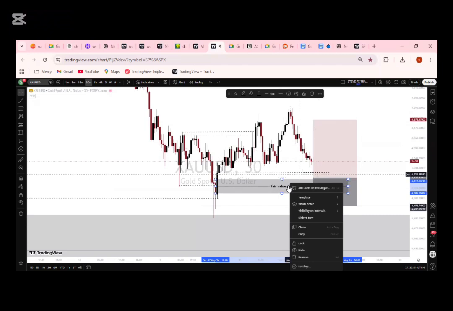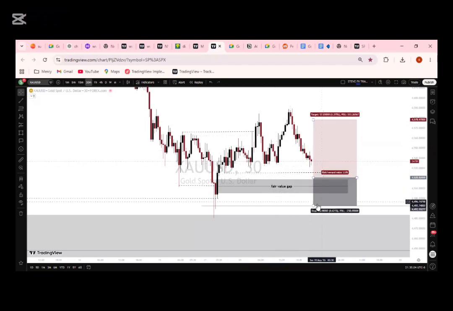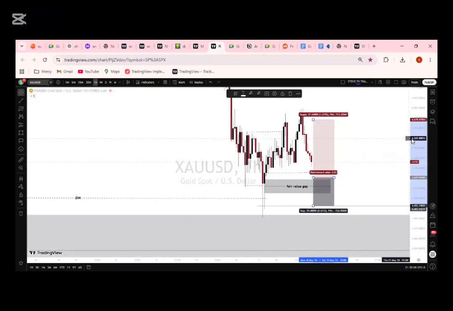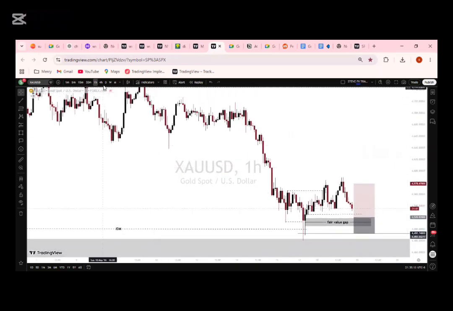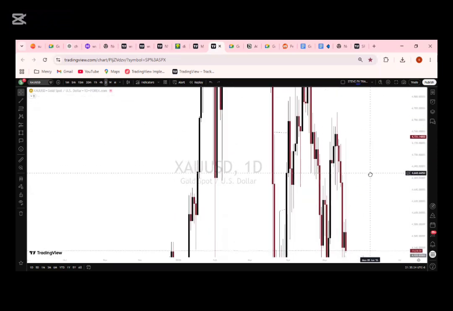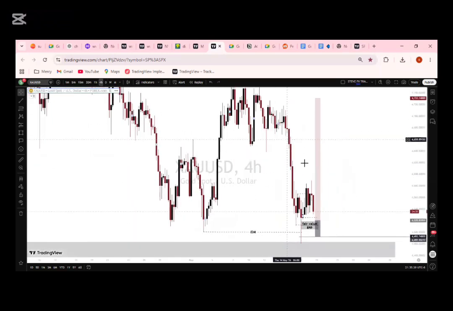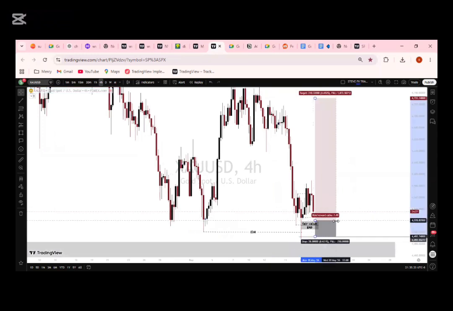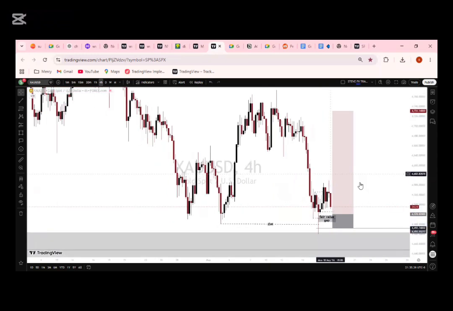So after refinement, if this becomes your trade from here, and we are targeting this particular point, and we are targeting this particular point. At first, we were having a 1:2 risk to reward ratio. So after refinement, we were having a 1:4 risk to reward ratio.